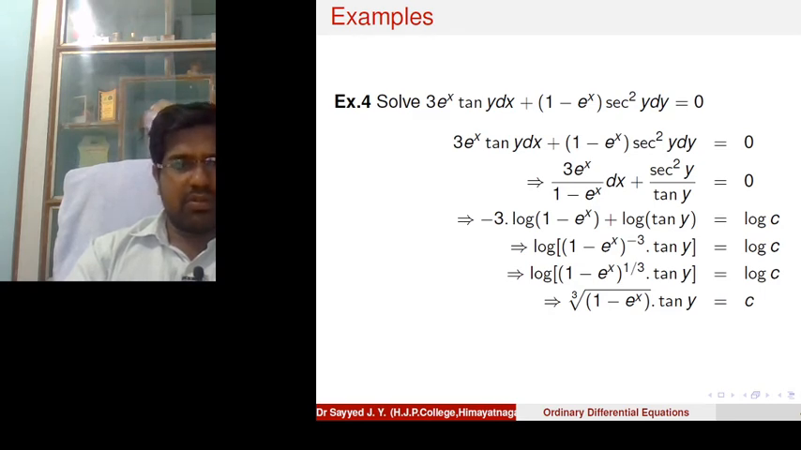So rewrite the given differential equation in first step. Then later what to do, you have to shift all the x terms towards left one side and all the y terms towards the other side. So this is what, 3 e to the power x divided by this, so this cancels, and here denominator will come 1 minus e to the power x dx plus sec square y, then tan will come to the denominator of this, tan y, equal to 0 into dy, dy is remaining.